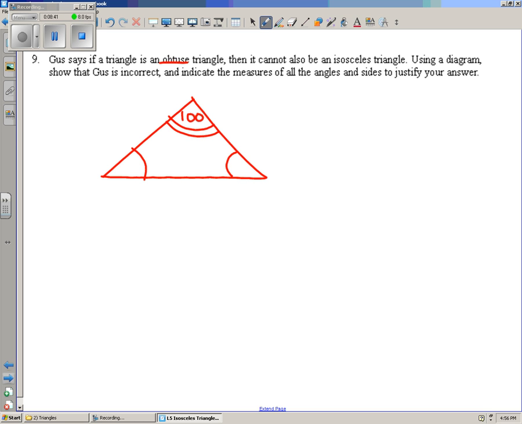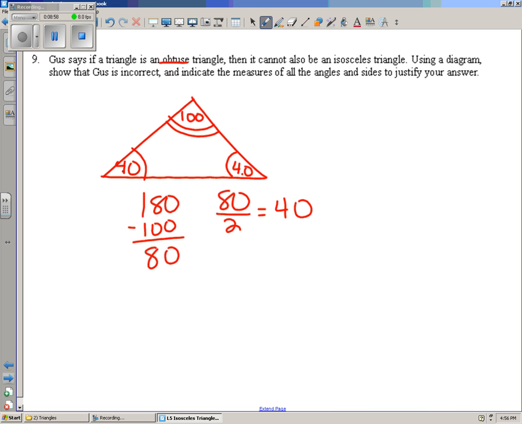The sum of the angles of a triangle is 180. If we subtract the 100 that we already have, we would get 80. And 80 degrees is split up amongst 2 equal angles, so we'll divide by 2. And each of the base angles is 40. So guess what? This triangle is isosceles since it has 2 equal angles, and therefore must have 2 equal sides. And so Gus is wrong. This is a triangle that is both obtuse and isosceles.